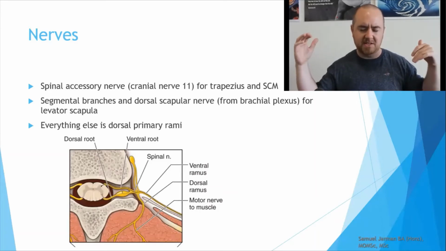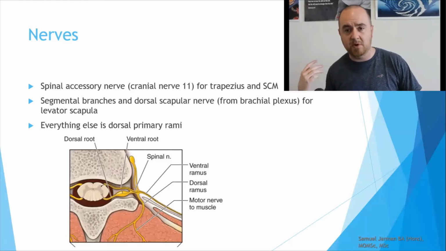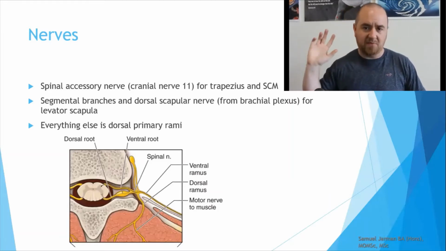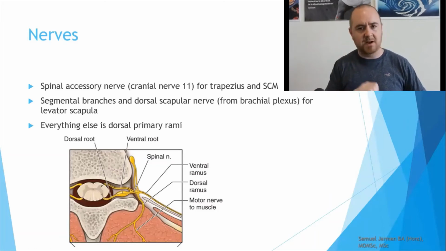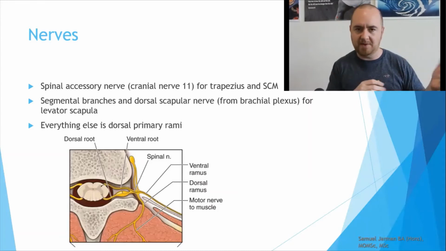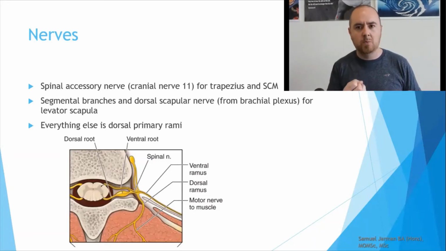I believe it's C3 and C4, depending on the resource that you look at, but you also have some motor innervation from the dorsal scapular nerve, which is a part of the brachial plexus at C5. Everything else, as far as the rectus capitis superior and inferior, rectus capitis major and minor, obliquus capitis superior and inferior, your splenii, your semispinalis, and your longissimus, what you're looking at there is dorsal primary rami.